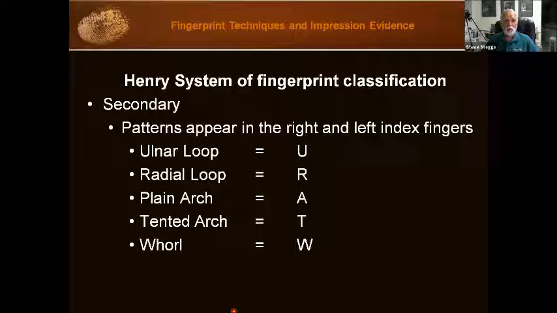These pattern types are represented by uppercase or capital letters as follows. If it's an ulnar loop, it becomes a U. If it's a radial loop, it becomes an R. If it's a plain arch, it's an A. If it's a tented arch, it's a T. If it's any kind of whorl, it's a W. Now remember, this is the right and left index finger only.